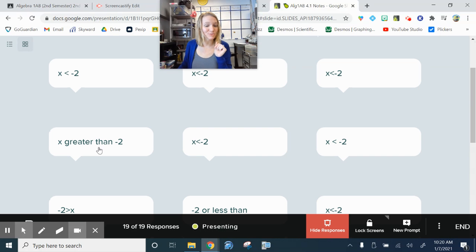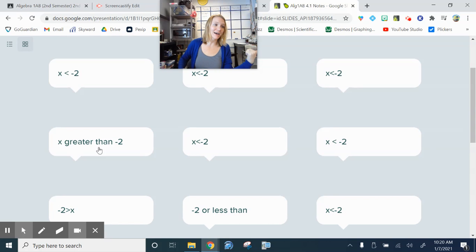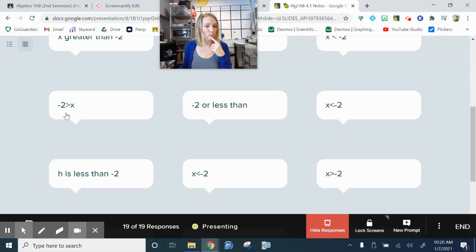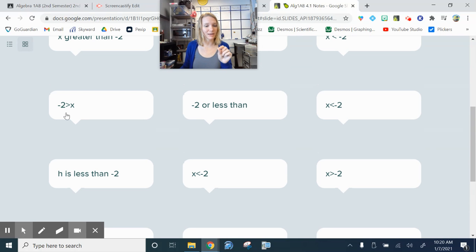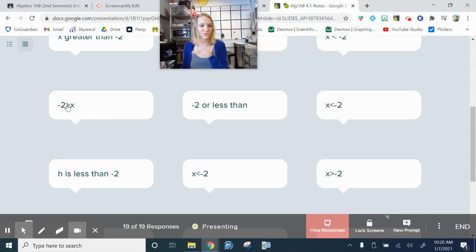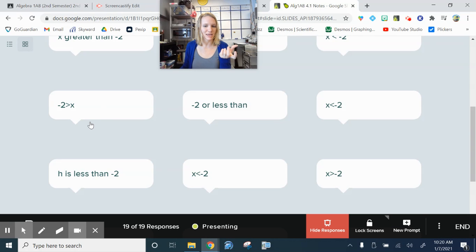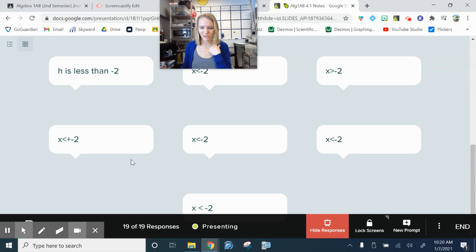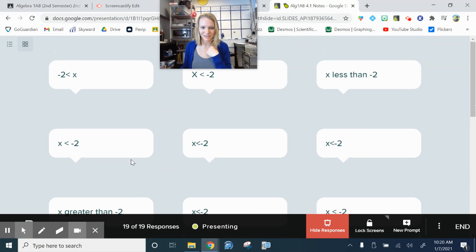Here we have one person that has greater than 2, and that would be right if we were shading on the right side, but we're shading on the left side where it's less than -2. So we want to make sure we either say less than or use our less than symbol. I have one person that says -2 is greater than x. That is also correct, because that is saying -2 is the highest it goes and everything else is below it. That is just a different way of flipping it around and saying the same thing. Very nice. I like seeing that. All right, everybody else looks awesome. Nice job, guys.